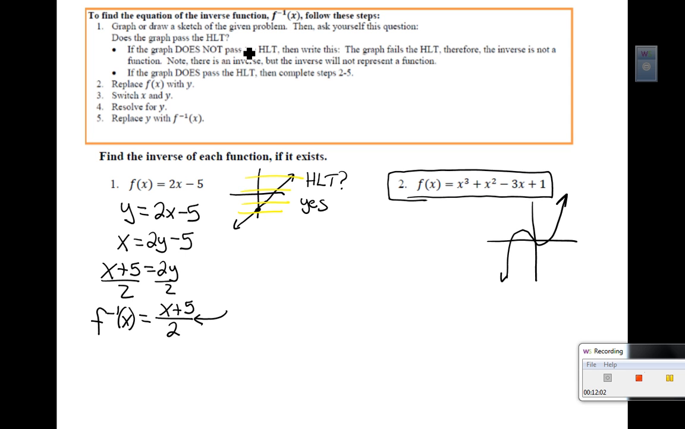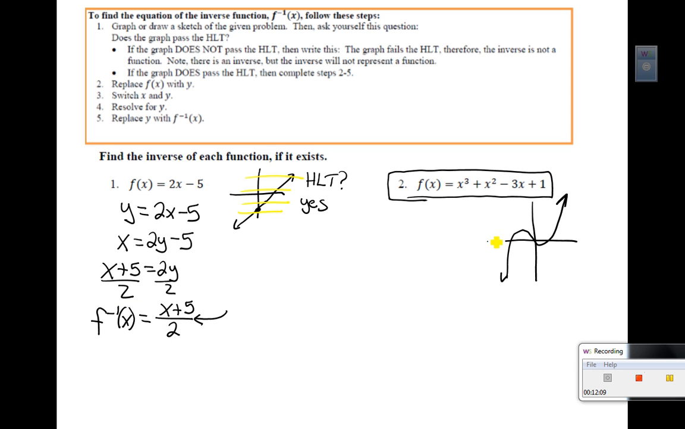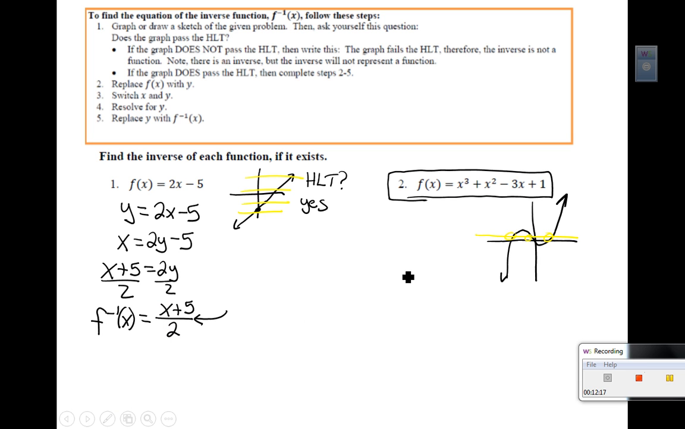Now let's go. Does the graph pass the HLT? Well, come back in and look at your graph. I can draw a horizontal line right here and hit the graph 3 different times. That's good news for you, to be truthful. Here's what I'm going to do. I'm going to write fails the HLT. Inverse is not a function.